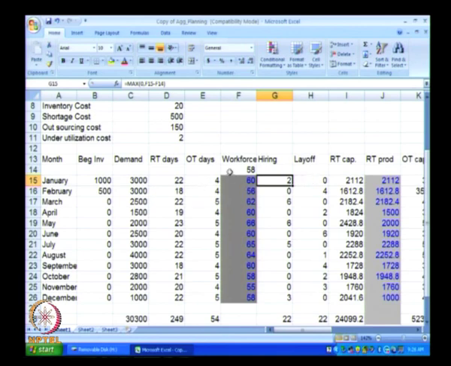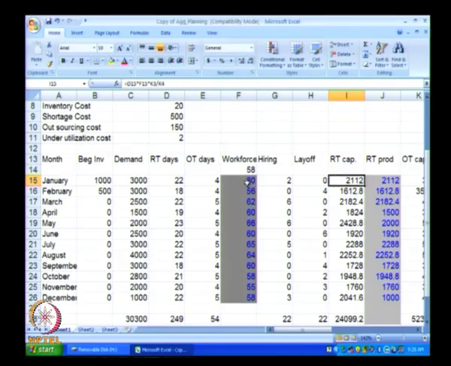So if there is an increase in workforce, it is hiring. If there is a decrease in workforce, it is a layoff. So we do not have layoff here, layoff is 0. Now with 60 people working for 22 days, the regular time production is 2100, regular time capacity is 2112.